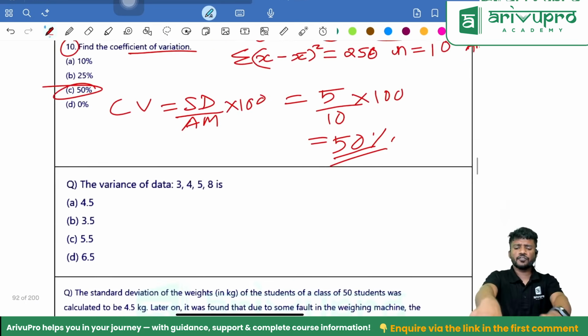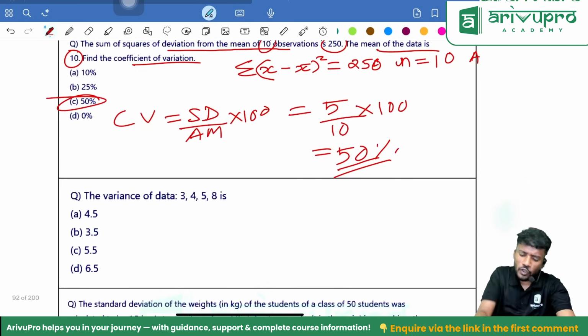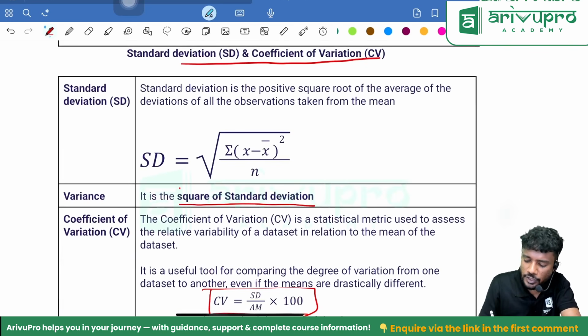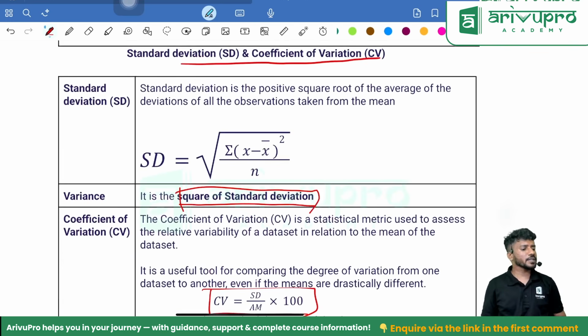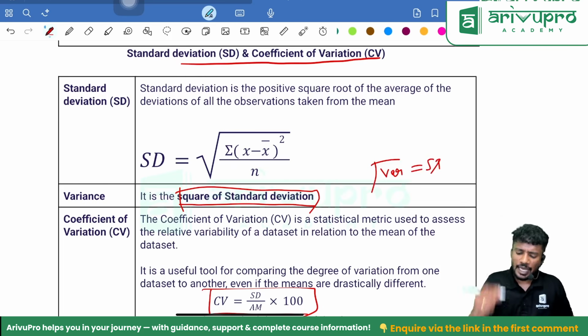Now, have you heard about variance? What do you mean by variance? Variance is nothing but the square of standard deviation. The standard deviation square is called variance. Sometimes in a question, variance will be given. Then what is standard deviation? The root of variance. And many letters are used to represent standard deviation.